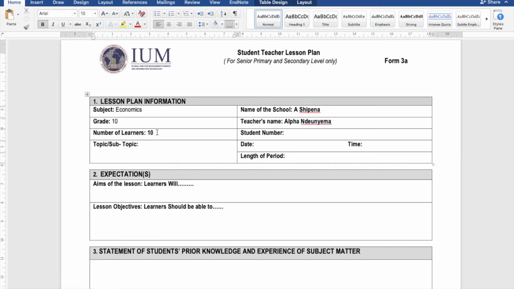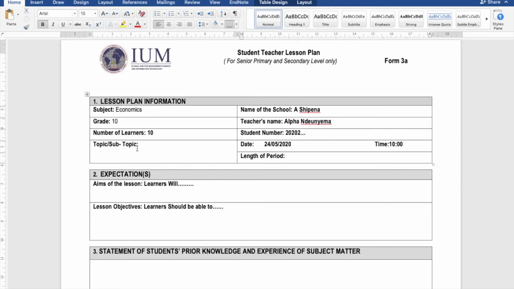For the number of learners, you can put 10 because I already put you in groups of 10s. Then you put your student number, and the date, today's date, 24/05/2020. Then the time. What time is your lesson? Is it at 10 o'clock? At 12 o'clock? Or at 8 in the morning? You just put any time, maybe 10 o'clock.